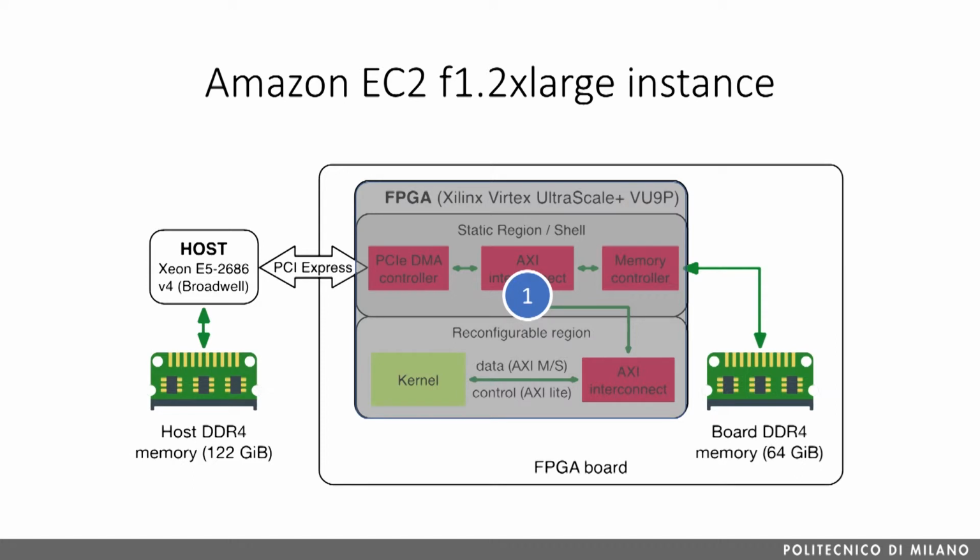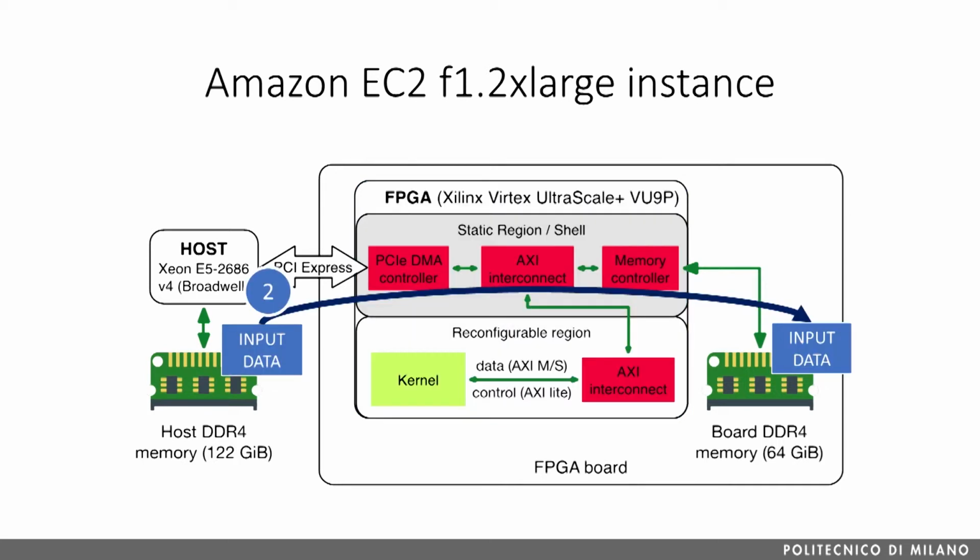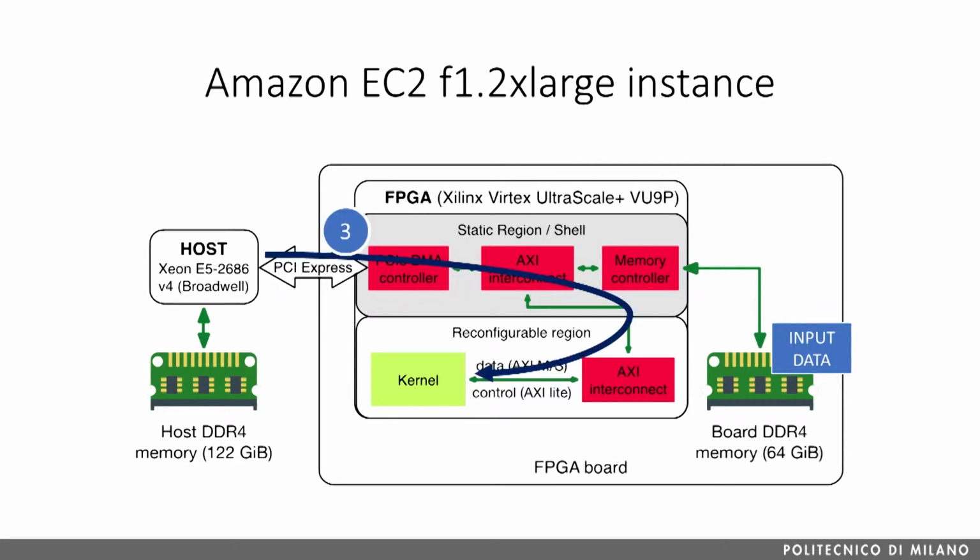First, after having initialized the OpenCL runtime, the host system loads a complete bitstream to the FPGA device in order to configure both the static region and the reconfigurable region that hosts the accelerated kernel function. Second, the host copies the input data from the host DDR memory to the onboard DDR memory via PCI Express. Third, the host configures the kernel parameters and starts the kernel execution via the AXI-Lite control interface.